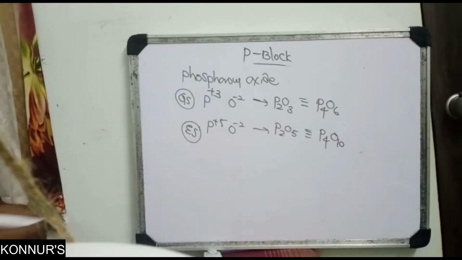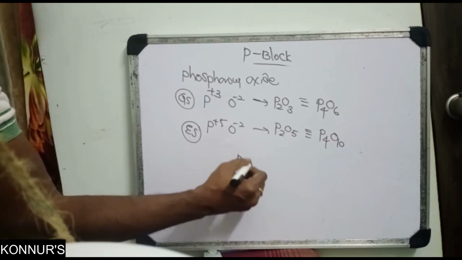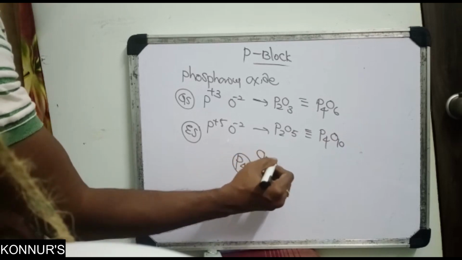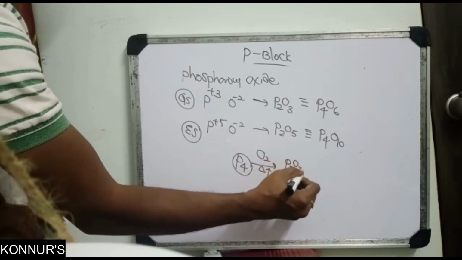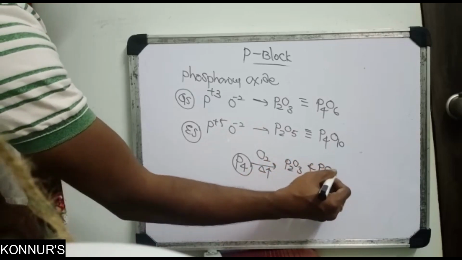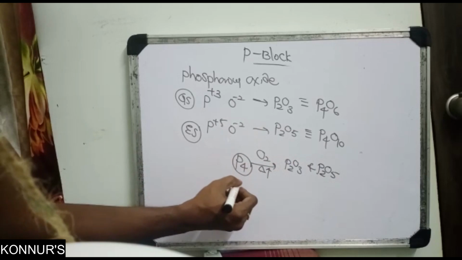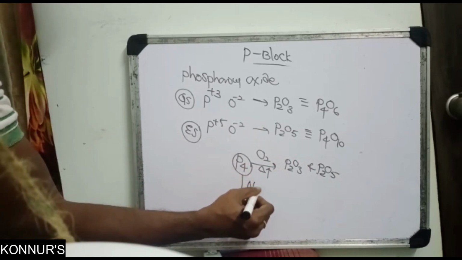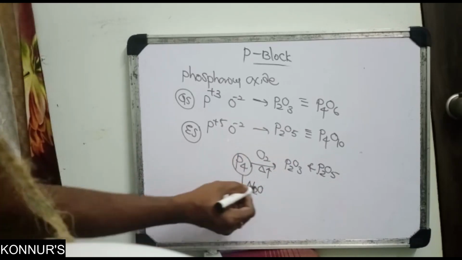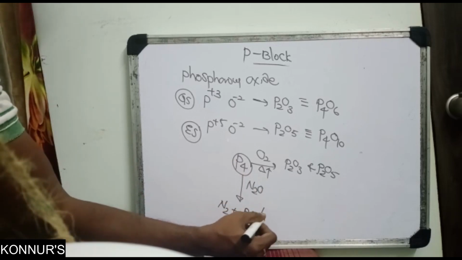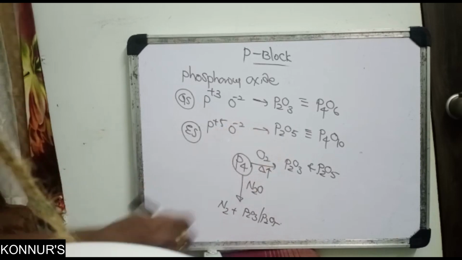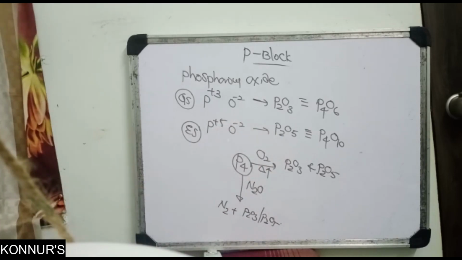So how will you get phosphorus oxides? If you heat P4 directly with a high temperature of oxygen, you get P2O3 and P2O5. Otherwise, with any oxygen supplying agents, you get P2O3 or P2O5. So these are the preparations of the phosphorus oxides.